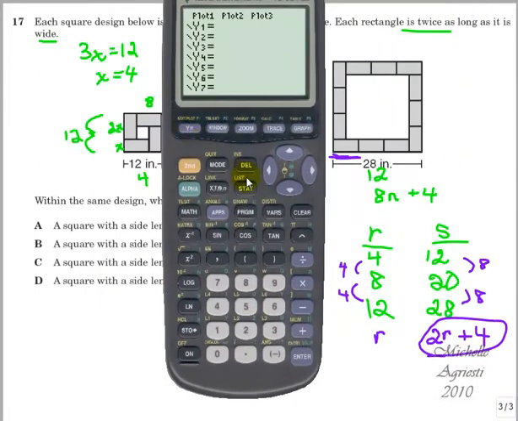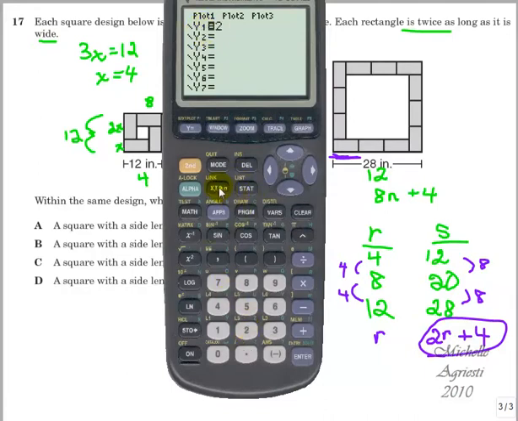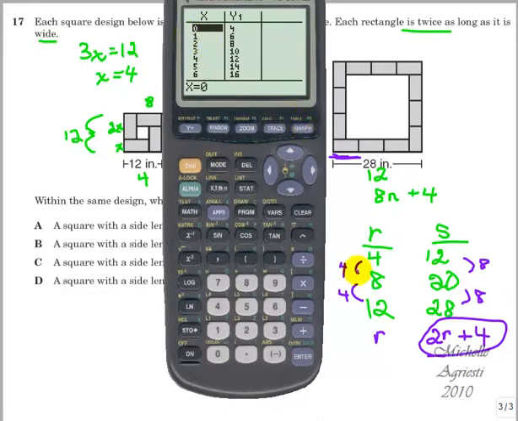Let's do this. Let's enter the equation into my equation editor, 2x plus 4, and then we'll look at the table. So I did second table, and I should have 4 and 12, which I do, 8 and 20, I do, and 12, 28, and I do.